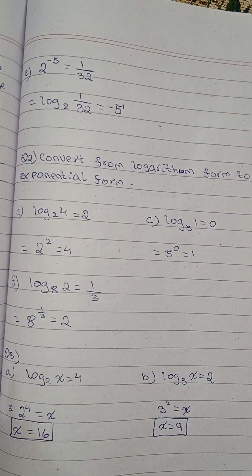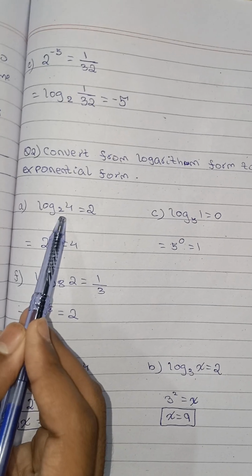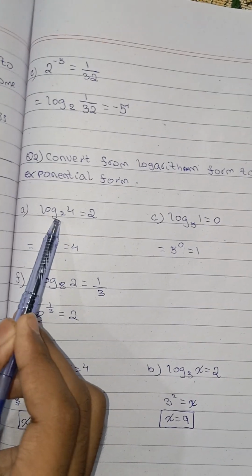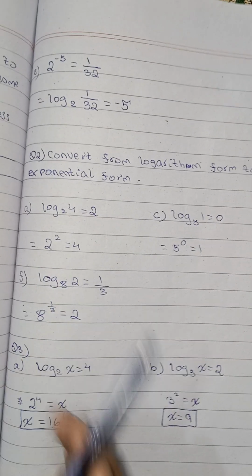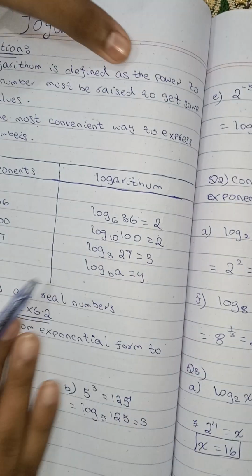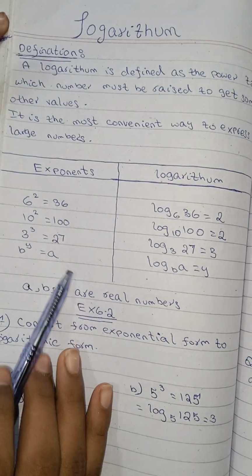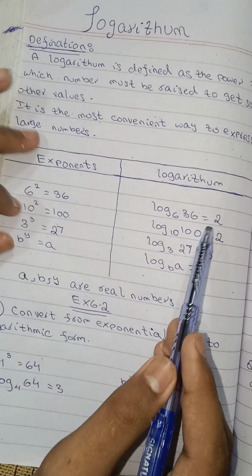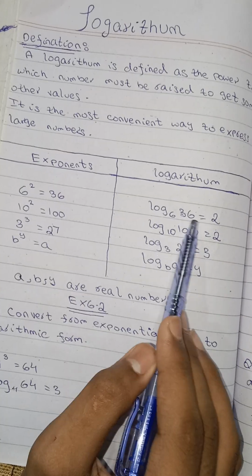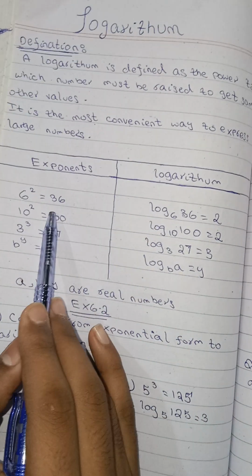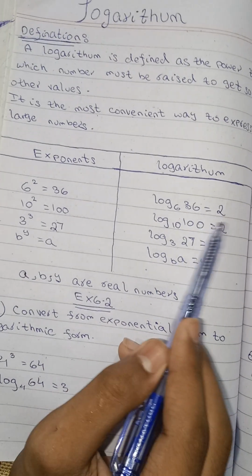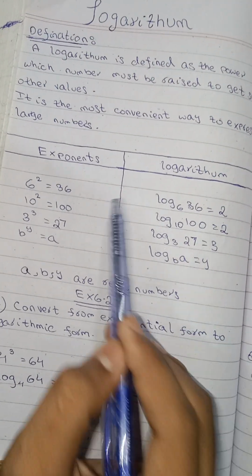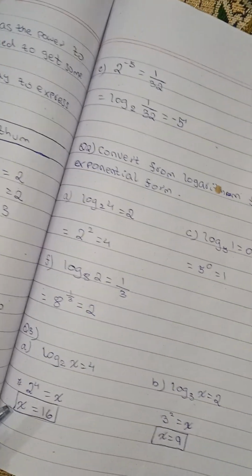The first part, A, says log 2 4 equal to 2. So 2 power 2 equal to 4, because of the table drawn of exponents and logarithm, like 6 power 2 equal to 36. This type of question is given here, so we are converting to exponents. Log 6 36 equal to 2 means 6 power square equal to 36. So the same rule will be applied over here.